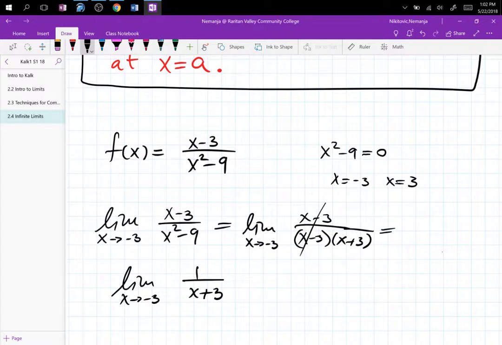Oh, wait. This x plus 3 is easy to graph, right? It's just a shift to the left. Okay, so the sketch of that would look like this. And as I approach, now we need to do the approach from left or right.